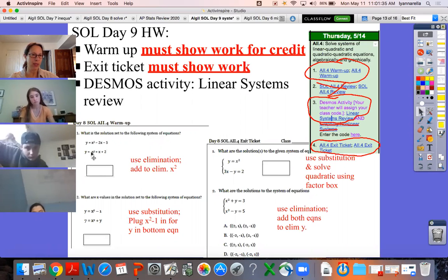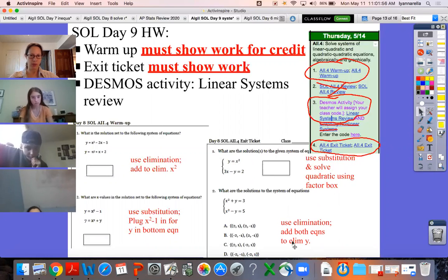So I want to see elimination for this one, just because the 2 x squares will cancel. You can see a positive and a negative x squared. I'd like to see substitution for this one. Take this x squared minus 1 and plug it into this y, and then solve. And then for here, you can use substitution in a factor box, or you can use elimination if you prefer, but I would rather use substitution.